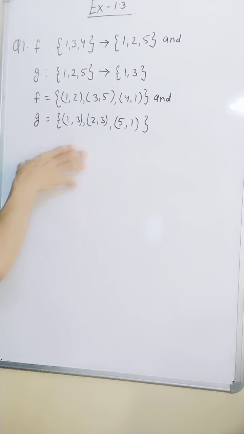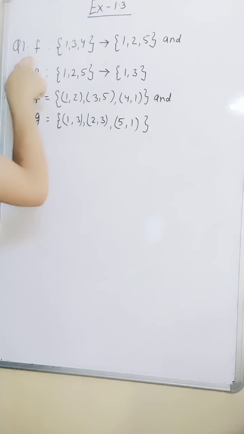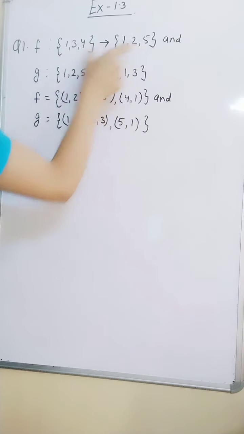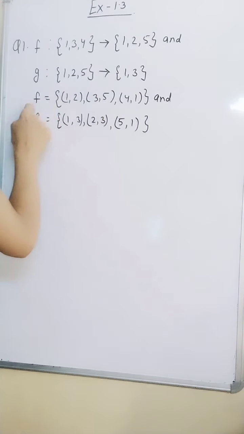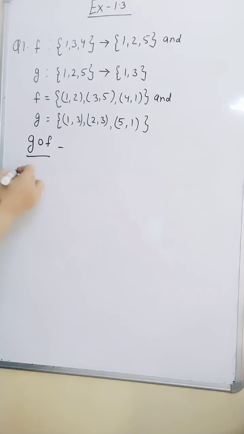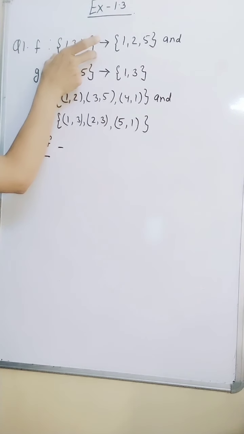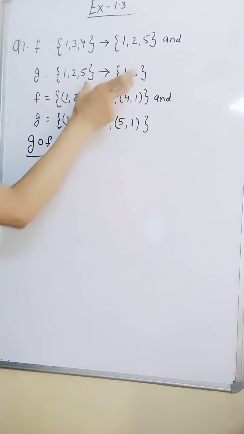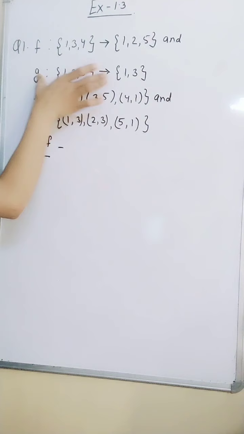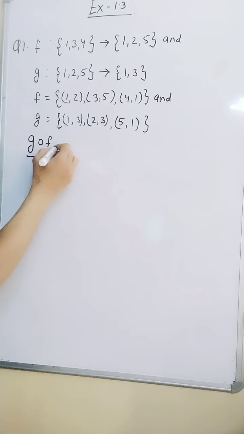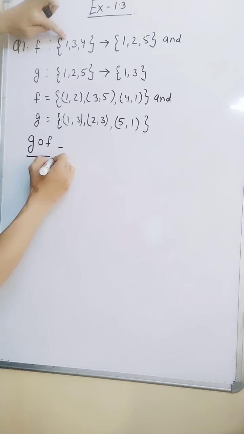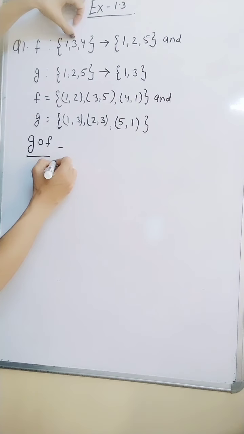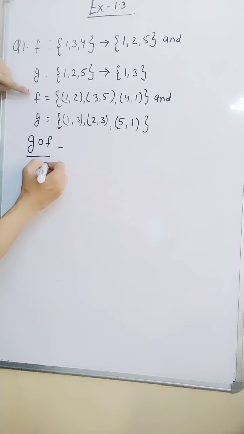Now take this question. It is given a function f from this set to this set and a function g from this set to this set, and this function is defined by this. Now we have to find what? g o f. It means the image of these elements in this set G. First we will find the image of 1, then we will find the image of 3 and 4 in this set.